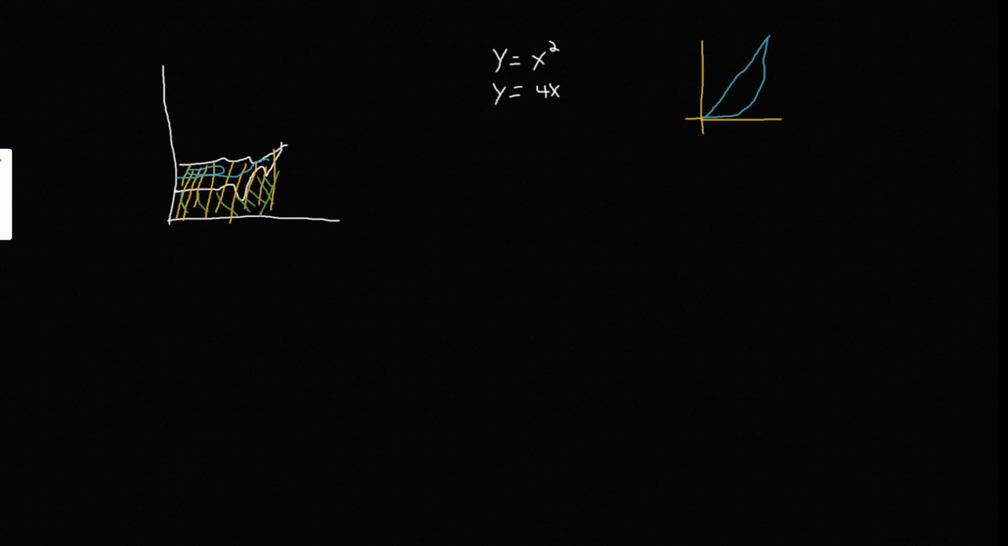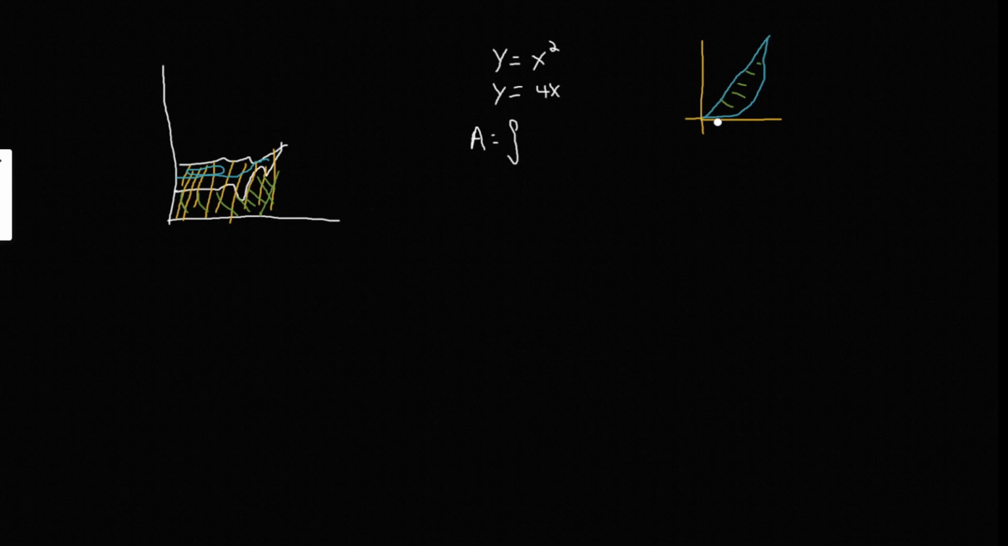And so to solve for the area in between these curves, we just subtract the two areas. We take the area of this one and subtract the area of this one. So let's work that out. So the total area, let's call it A, is equal to the integral, and we want to find these bounds of integration.